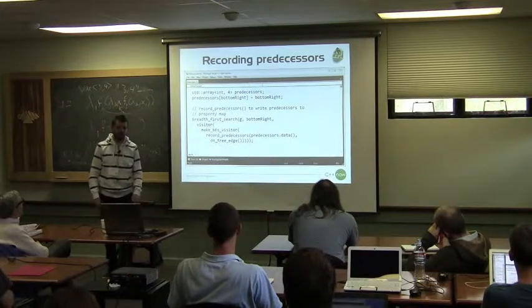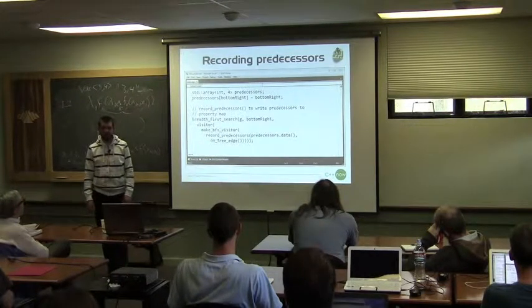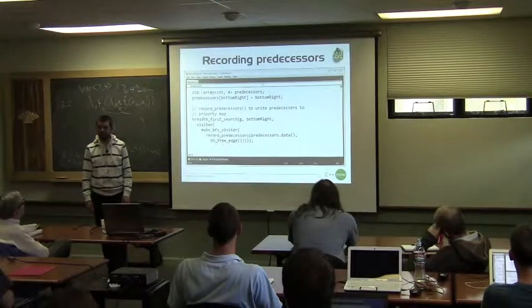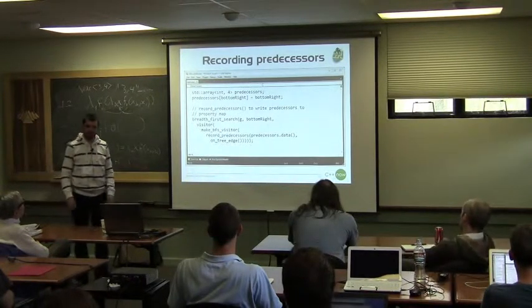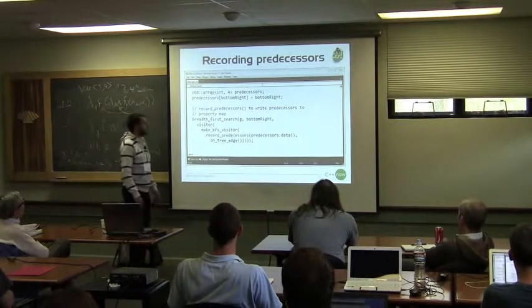What else can I do? There's, for example, a record predecessors visitor. That gets interesting, because the record predecessors visitor can help me to find a path through the graph. So how does this thing work?